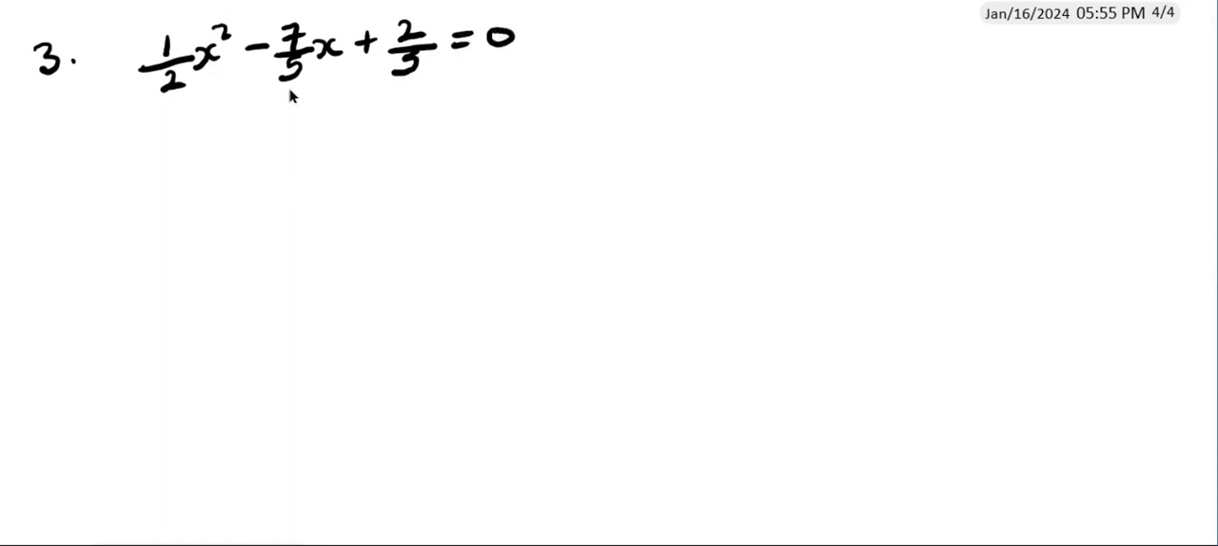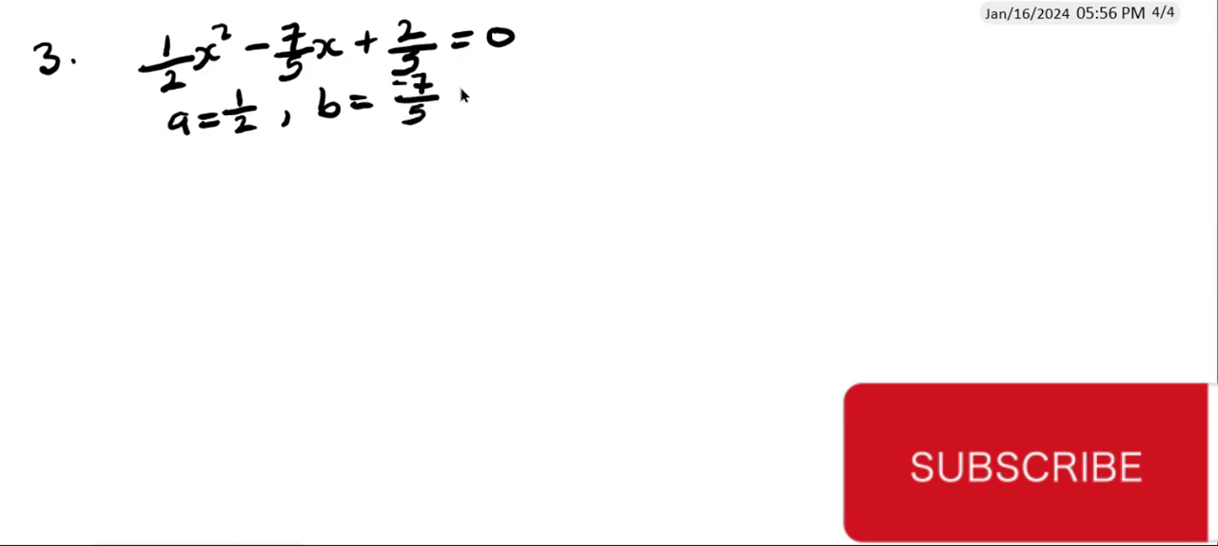So you can be given a problem that is not too friendly. Let's say 1 over 2 x squared minus 7 over 5 x plus 2 over 5, equals 0. So let's assume that we have a quadratic equation that is not too friendly, as this nature. It is not a problem. All we need to do is to be careful while solving. So first of all, identify your a. Your a is 1 over 2, your b is equal to minus 7 over 5, and your c equals 2 over 5.